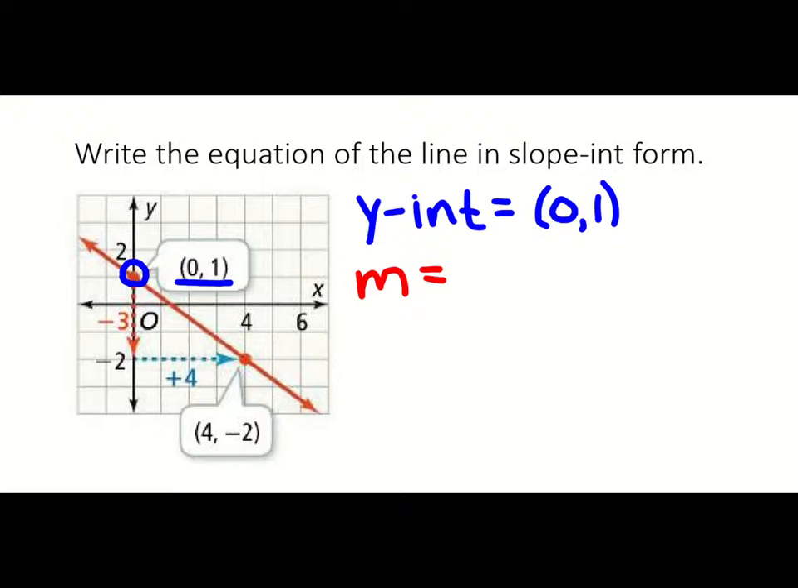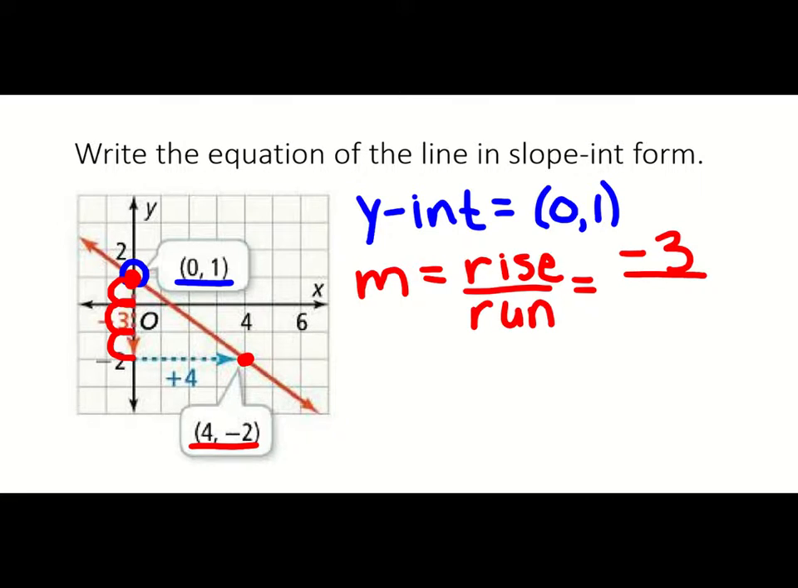Now, for the slope, we need to count the rise over the run. So slope again, rise over run. What I need to do is, from any 2 points on the line, count the rise and the run. So we're going to use this point here at (0, 1), and this point here at (4, -2), and we're going to count the rise and the run. To rise, I go 1, 2, 3 units down. So that would be negative 3 because I'm going down the y-axis. From the y-axis, I then go 1, 2, 3, 4 units to the right. So I'm running positive 4. This tells me that the slope of this line is negative 3/4.